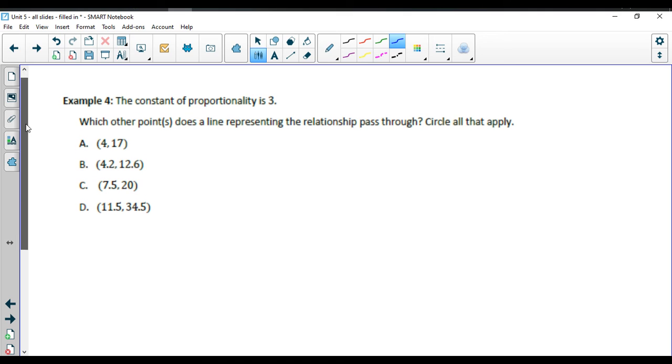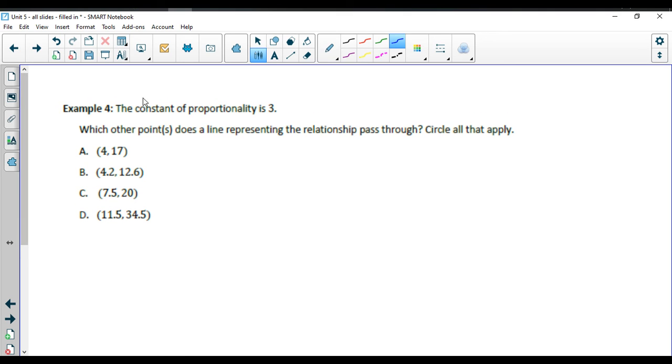Example 4, this is your final one for this part of the chapter. The constant of proportionality is 3. So this is k. Which other points does a line representing the relationship pass through? So remember, we get k by doing y divided by x. So if we have all these different points, we just need to check them and figure out, do any of them have a k value of 3? So for the first one, I'm going to be doing 17 divided by 4. 17 divided by 4 is 4.25. That k value would not match, so it would not be on the same line.